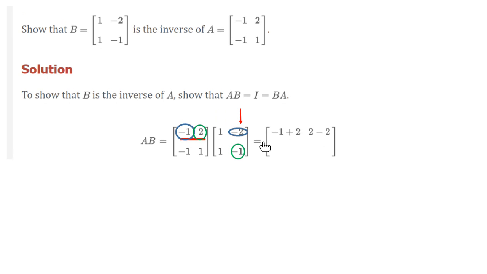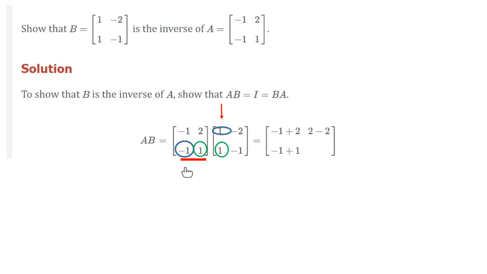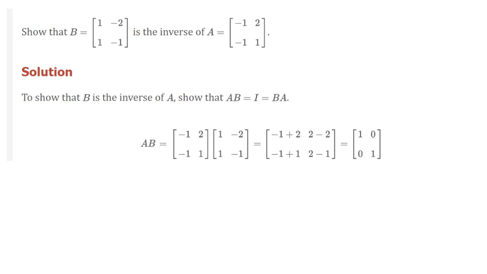I don't have any more columns, so I'm going to start over with the second row. -1 times 1 is -1. 1 times 1 is 1. And I move on to the next column. -1 times -2 is +2. 1 times -1 is -1. So we simplify. Then we get -1 plus 2 is 1. 2 minus 2 is 0. -1 plus 1 is 0. And 2 minus 1 is 1.